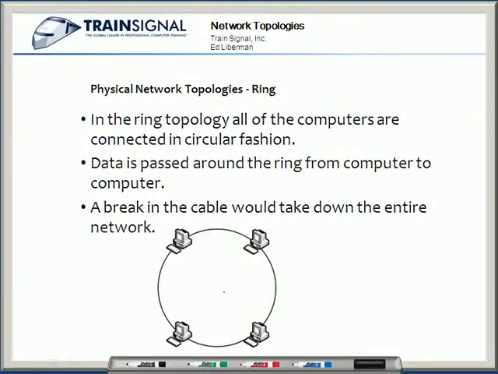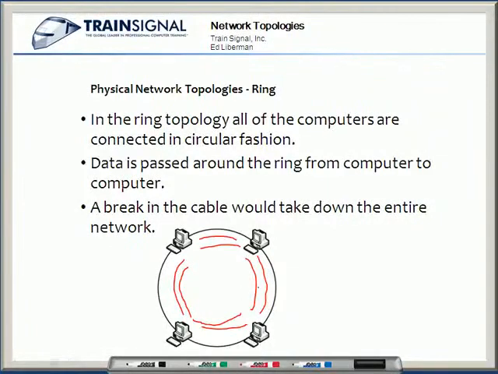Next, we have the ring topology. Now, in the ring topology, all the computers are connected in a circular fashion, as we have down here. And data is passed around the ring. So basically, computers will pass data around the ring in one direction, from one to the other. Just keep going around the ring from computer to computer.